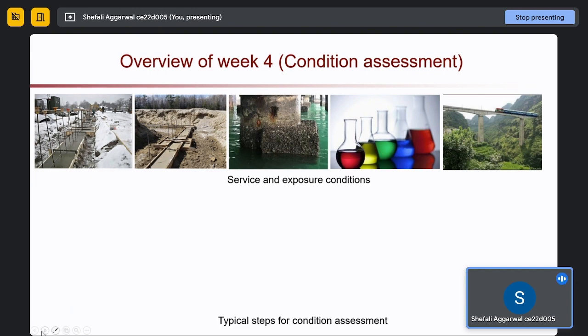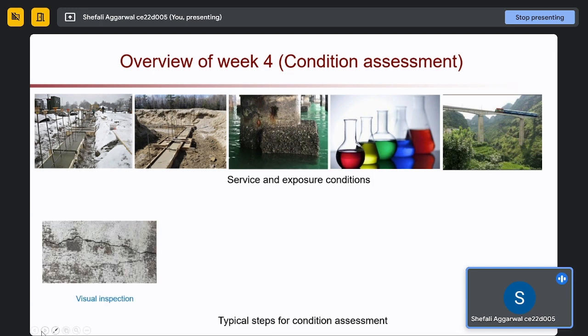The typical steps of condition assessment start with visual inspection. Whenever you go to a site and inspect the structure, firstly we will do the visual inspection. We will click photos of all the different types of damage you can see. You will mostly see cracking or delaminations.